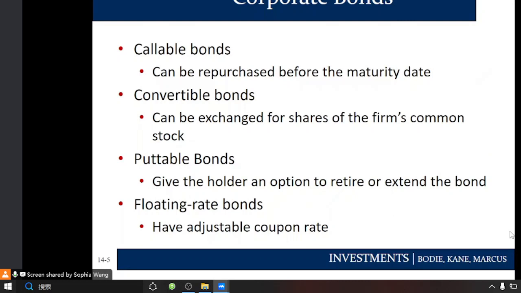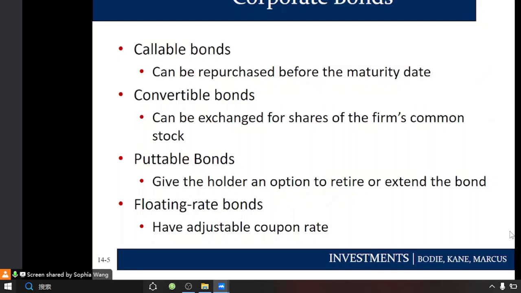There are government bonds and corporate bonds. There are 4 typical types of the corporate bonds. The first one is callable bonds. Callable bonds mean that it can be repurchased before the maturity date. How to understand this one?